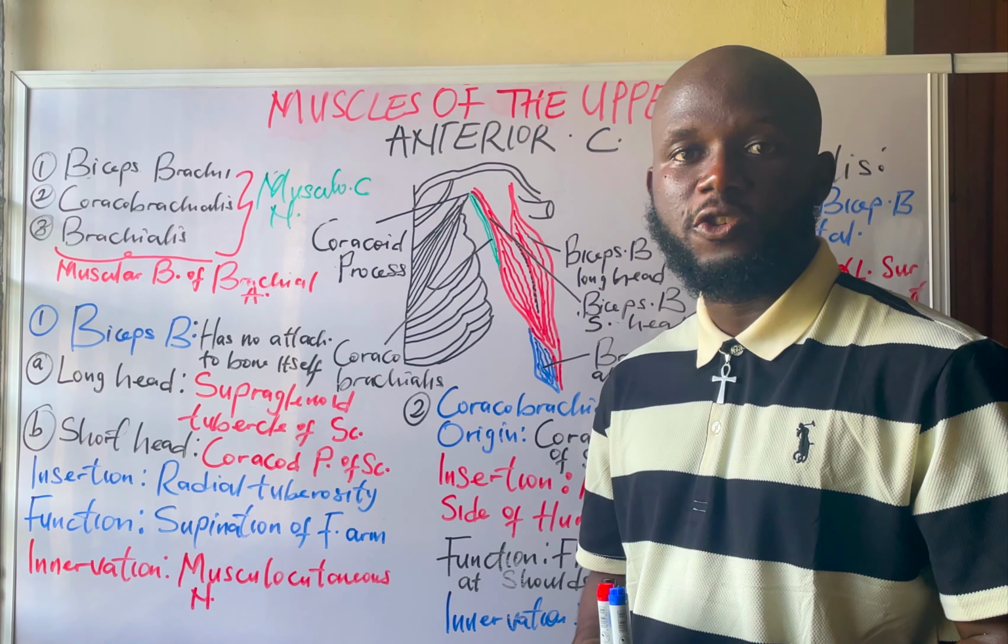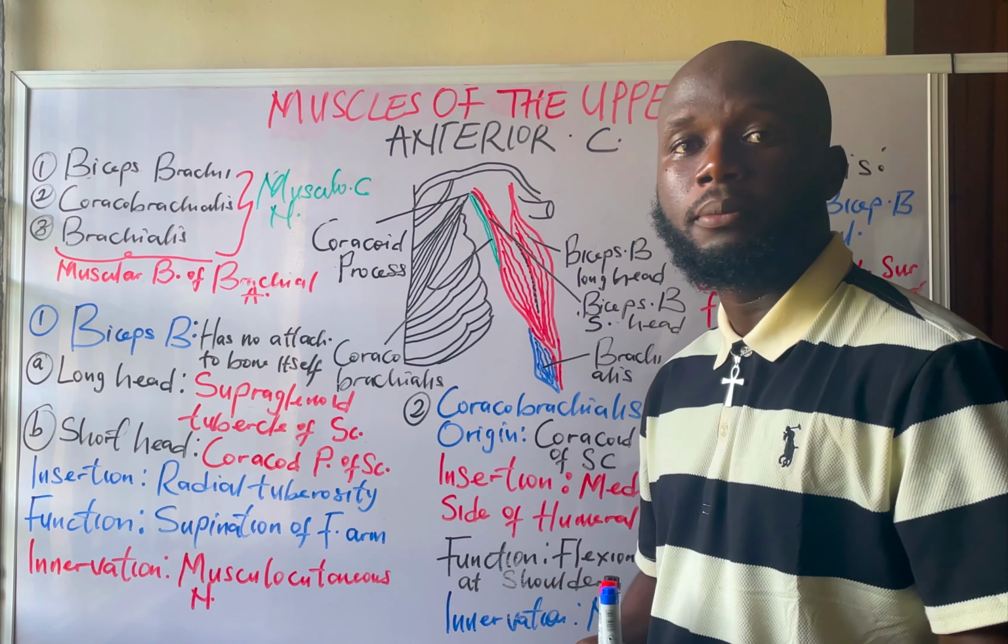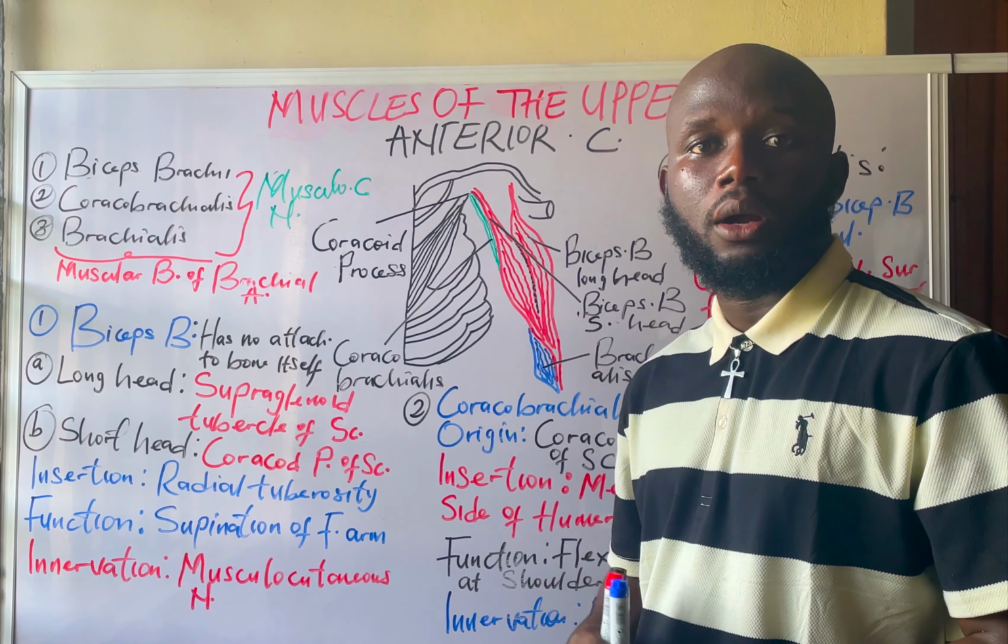In today's class, we're going to be discussing the muscles of the upper arm. We're going to be focusing on the anterior compartment. But before moving to that, what are muscles? Muscles are soft tissues in the body that have the ability to contract and relax, thereby producing movement and force. But for today's class, we're going to be considering the anterior compartment alone.